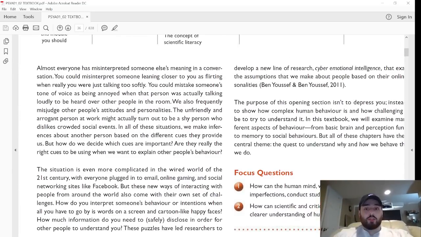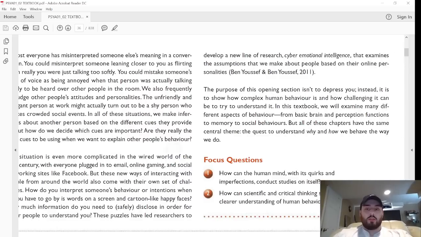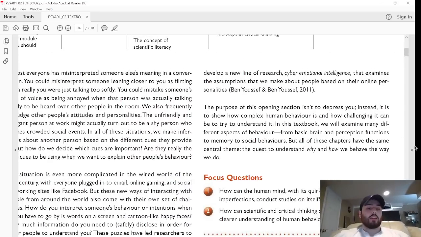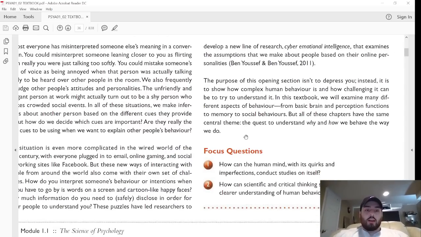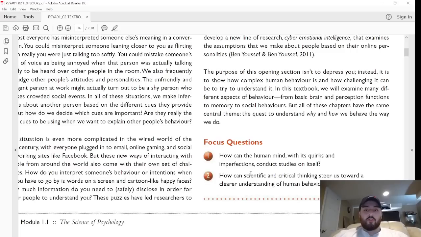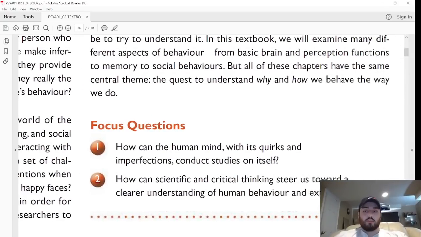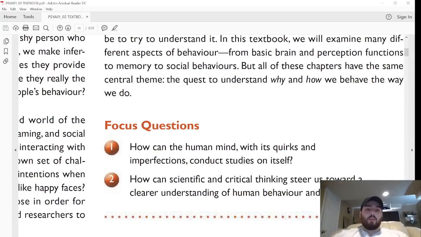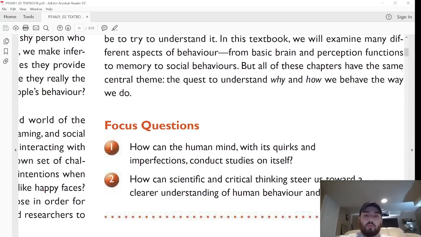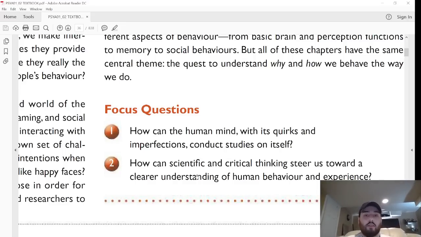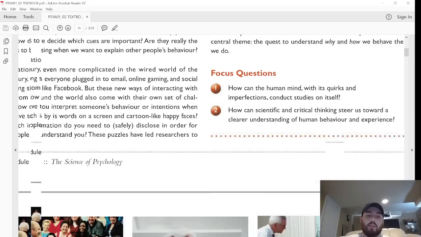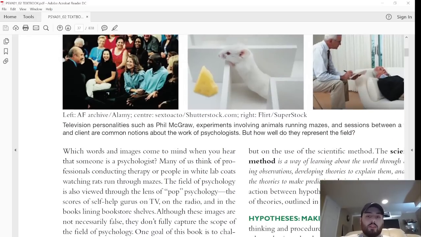We are going to go through a little bit of the intro to psychology and how to think like a scientist, specifically a psychiatrist. And the focal questions that we're going to want to learn here are: how can the human mind, with its quirks and imperfections, conduct studies on itself? And how can scientific and critical thinking steer us toward a clearer understanding of human behavior and experience? Okay, so we can get into it.